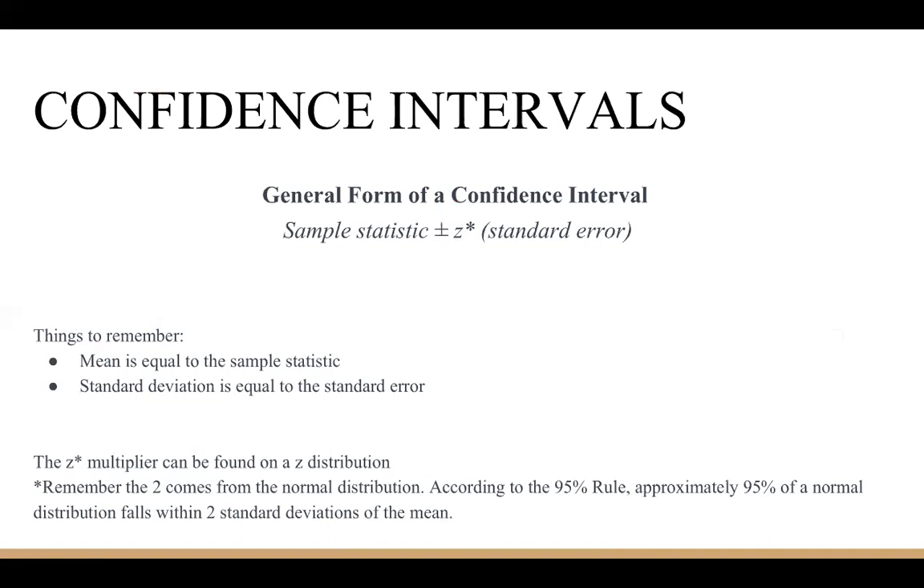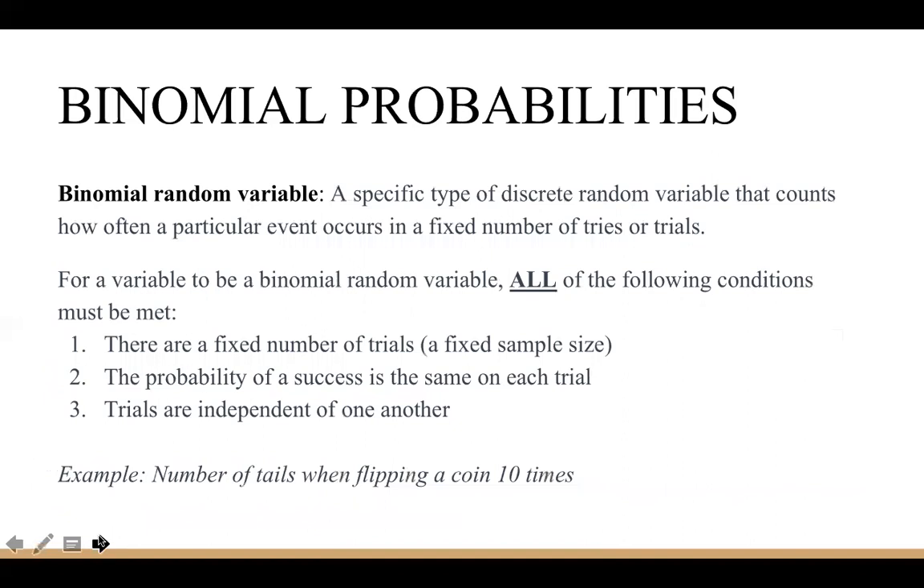So something to remember here is that your mean is equal to your sample statistic, and your standard deviation is equal to the standard error. So the z multiplier can be found in the z distribution. If you were to put it, for example, in terms of the 95% rule, your z-star would be 2, since 95% of the observations on a normal distribution fall within 2 standard deviations of the mean. So that's just the general form of a confidence interval, and then we're going to move to binomial probabilities now.